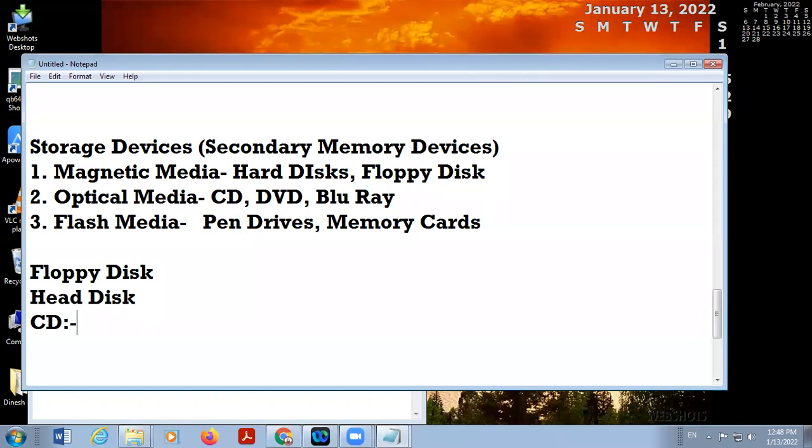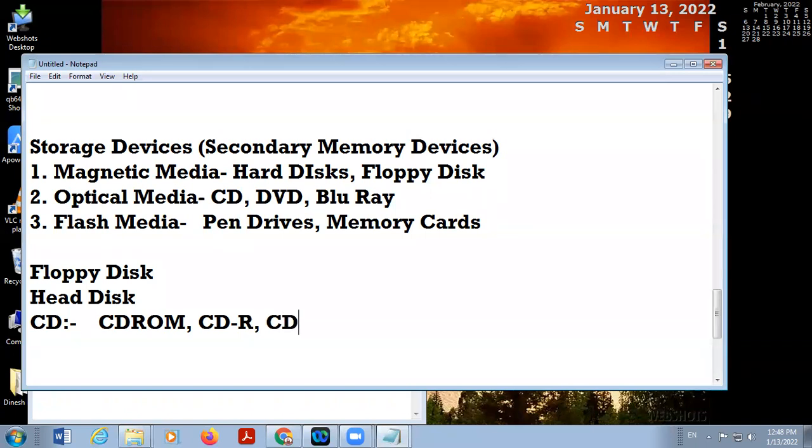There are different types of CDs. There is CD-ROM, which stands for CD read-only memory. It means we can read the data, but we can't write data in that CD. Then CD-R, which stands for CD recordable. It means a single time we can write the data in this CD. Multiple times is not possible.